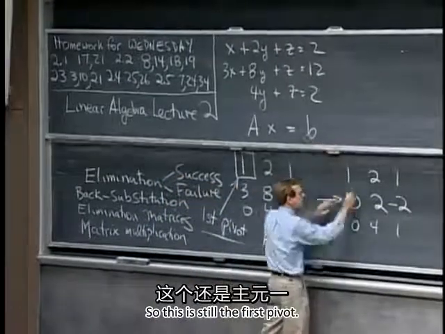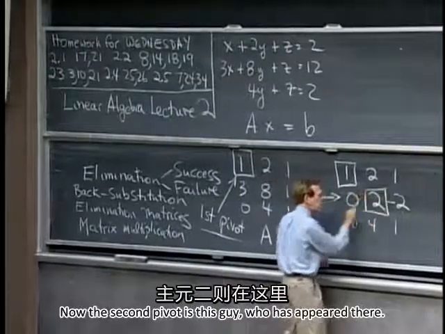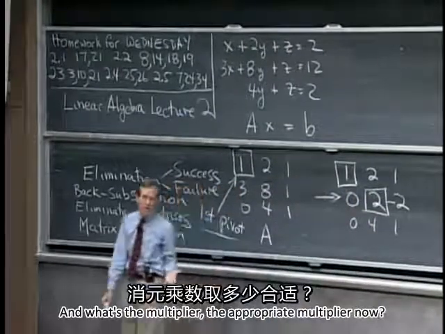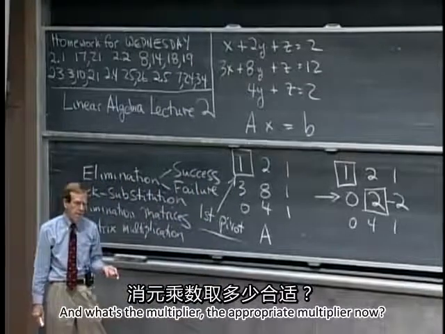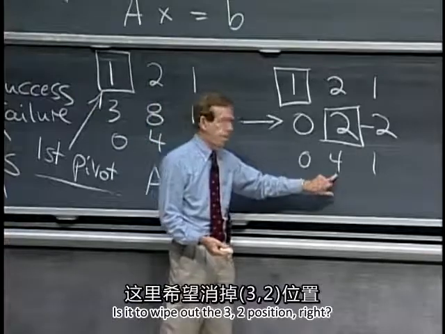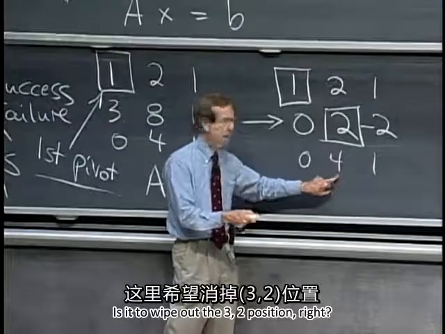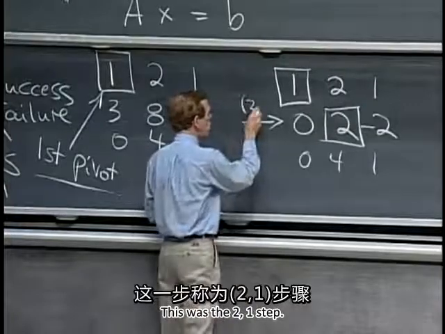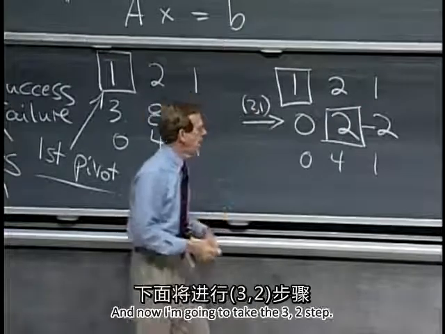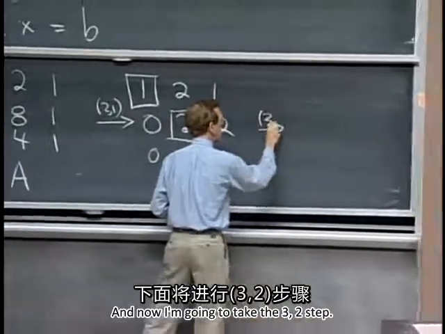So this is still the first pivot. Now the second pivot is this guy who has appeared there. And what's the appropriate multiplier now? And what's my purpose? It is to clean up, to wipe out the 3, 2 position, right? This was the 2, 1 step. And now I'm going to take the 3, 2 step.